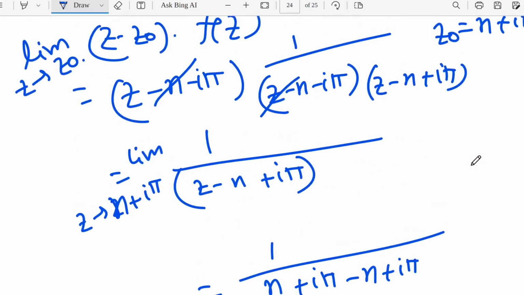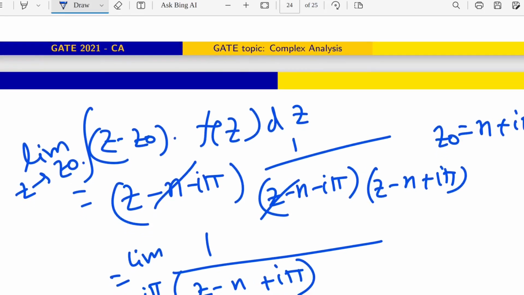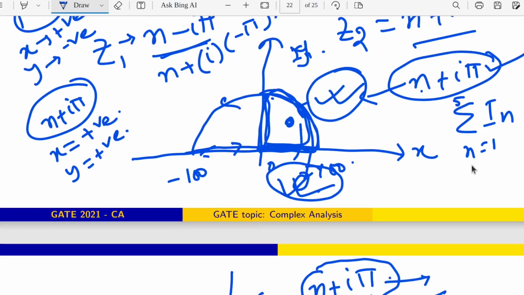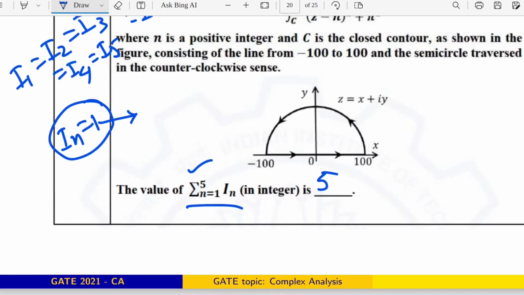Yes, this one. This is dz. Now, in the third question, what is the significance of the semicircle traversing the counterclockwise sense?